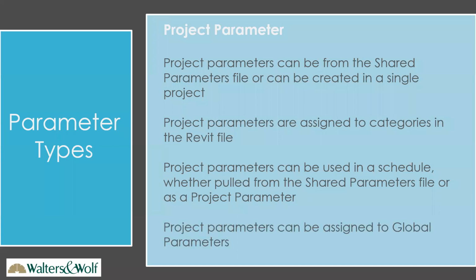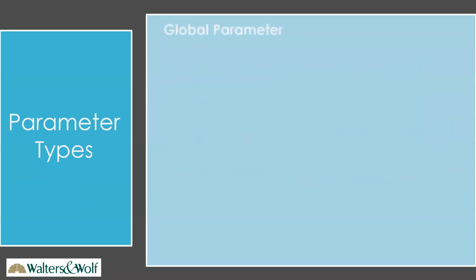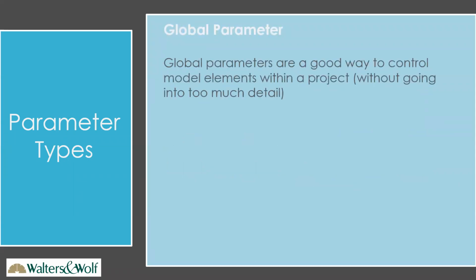Project parameters can be assigned to global parameters. Global parameters are a good way to control model elements within a project. We won't get into too much detail here, but I think people have been experimenting with them, and it's a nice way to globally control some things.